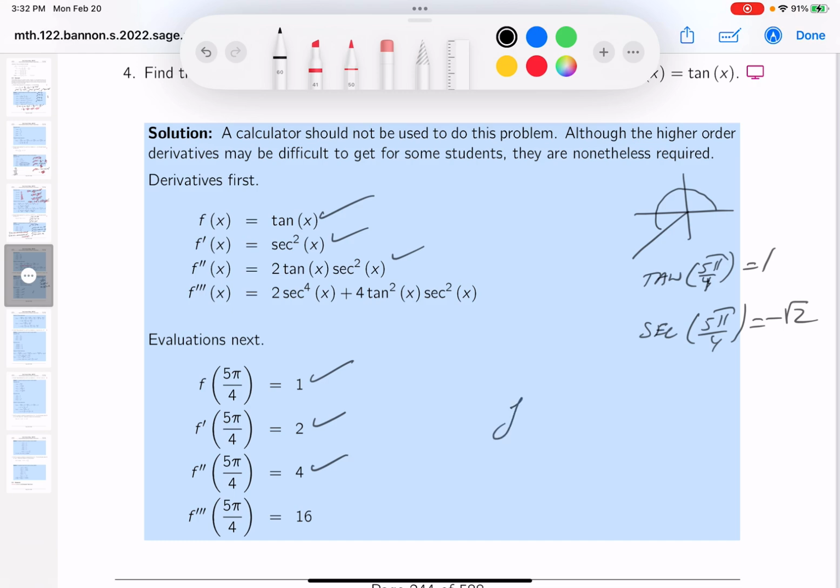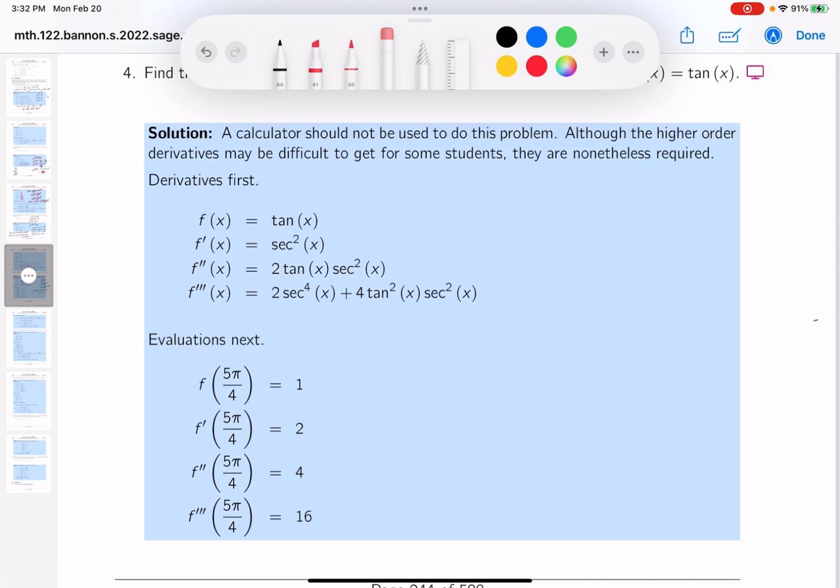This last one, the third one, a little more difficult. It's going to be 2 times, well, it's going to be the fourth power now. So that's going to be 4 plus 4 times 1 times 2. And let's see if we got it: 2 times 4 is 8, and 2 times 4 is 8. 8 plus 8 is 16. Things are working out pretty nice, by the way. This is good to see things working out in our advantage.